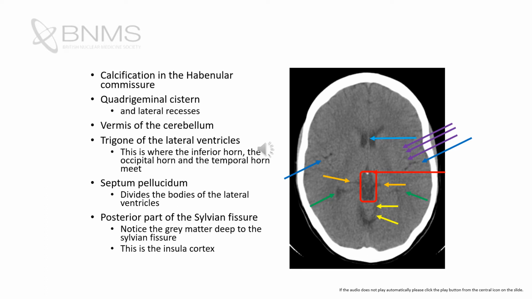We also see the posterior part of the sylvian fissure, indicated here by the two dark blue arrows. The grey matter deep to the sylvian fissure is called the insular cortex.